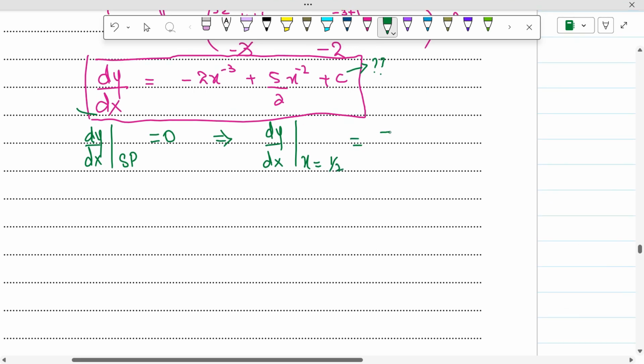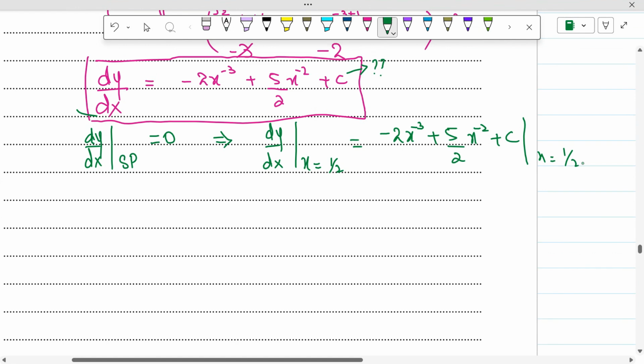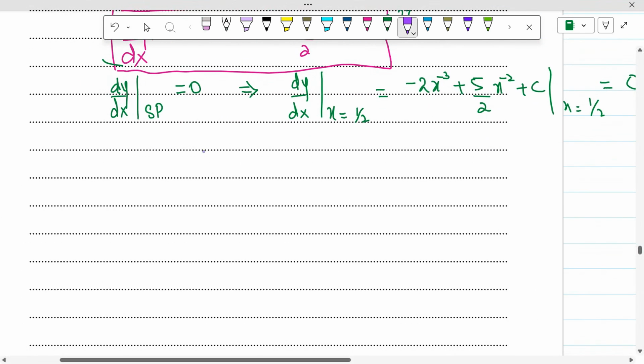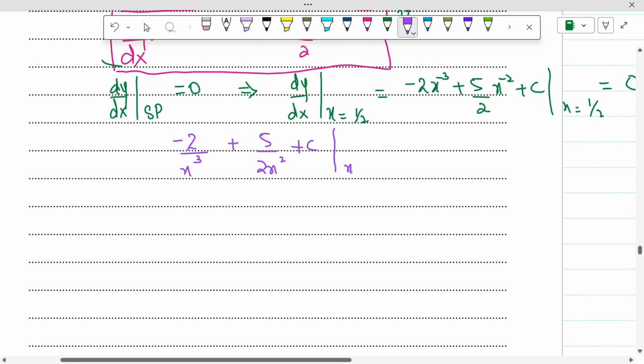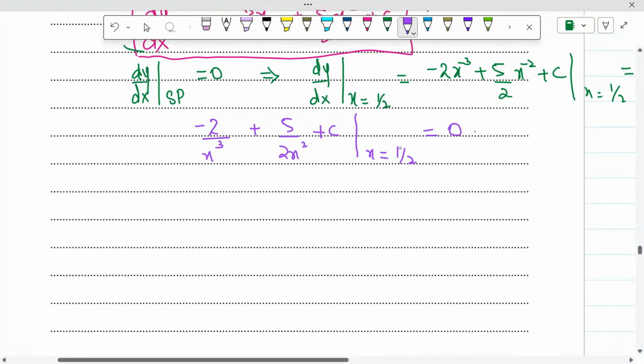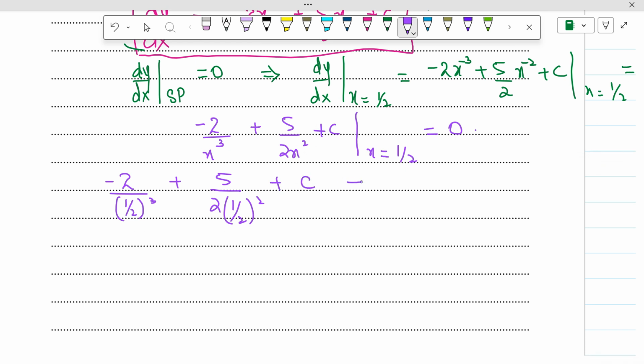This one is equal to negative 2x to the power of negative 3 plus 5 over 2 x to the power of negative 2 plus c when x is equal to half, and this one is equal to 0. So we can write it as negative 2 over x cube plus 5 over 2x square plus c when x is equal to half, and this is equal to 0. So negative 2 over half cube plus 5 over 2 times half square plus c is equal to 0.